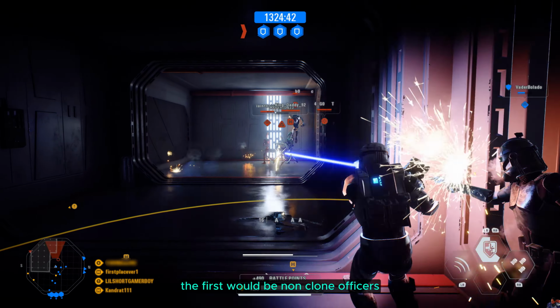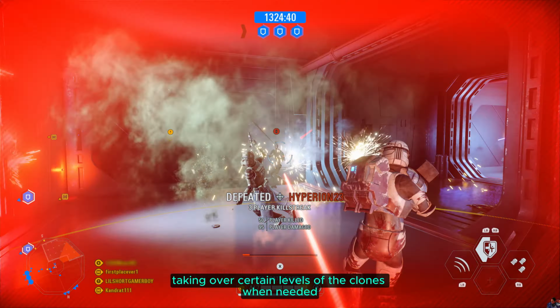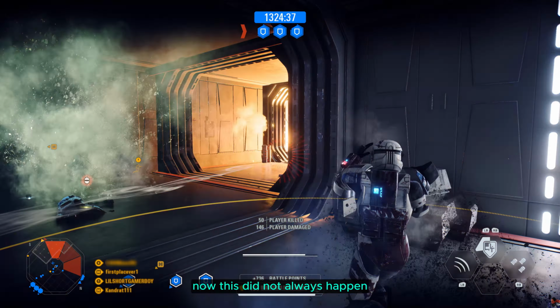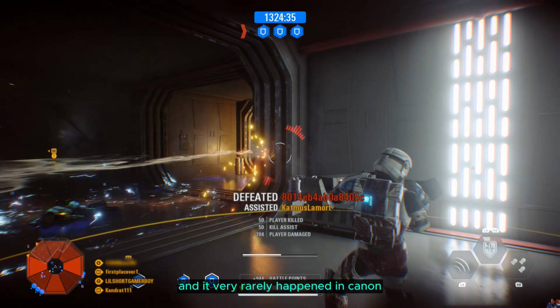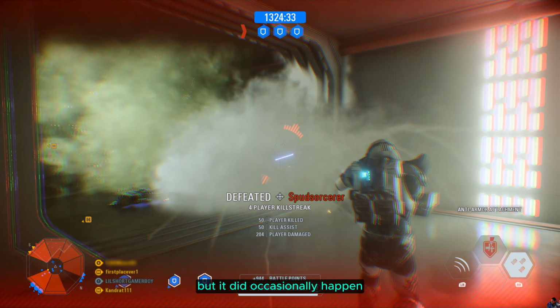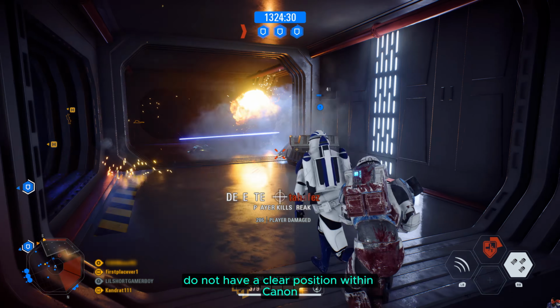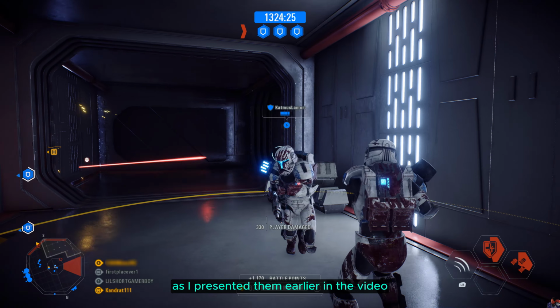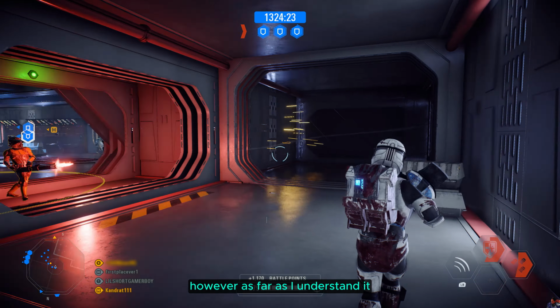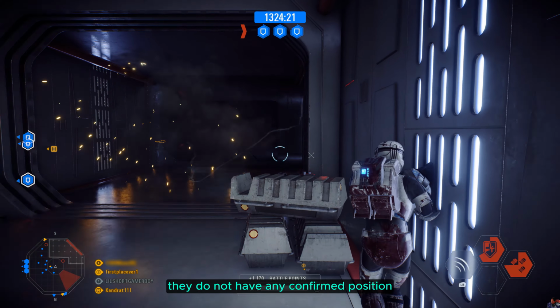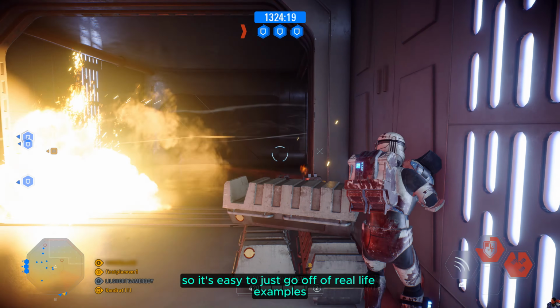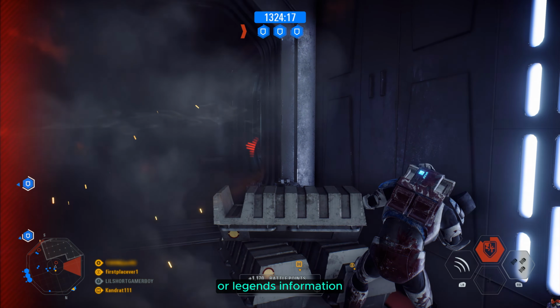Now, there are a certain number of notes and exceptions we need to talk about here. The first would be non-clone officers taking over certain levels of the clones when needed. Now, this did not always happen, and it very rarely happened in canon, but it did occasionally happen. Additionally, the ranks of clone corporal and clone major do not have a clear position within canon for the ranking hierarchy. Now, some sources like to organize them as I presented them earlier in the video. However, as far as I understand it, they do not have any confirmed position within the hierarchy. So it's easy to just go off of real-life examples or Legends information.